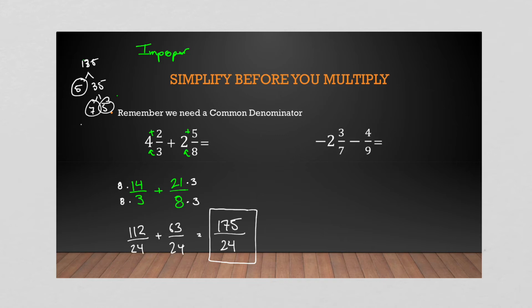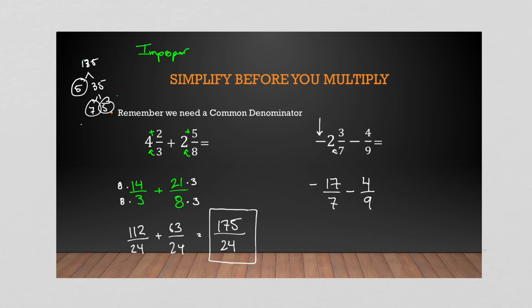So now let's look at the next one. Remember that the negative implies a negative quantity. It does not affect our conversion into an improper fraction. So 7 times 2 is 14, so we do that first. Plus 3 is 17 over 7, and minus 4 over 9. We don't change that one.